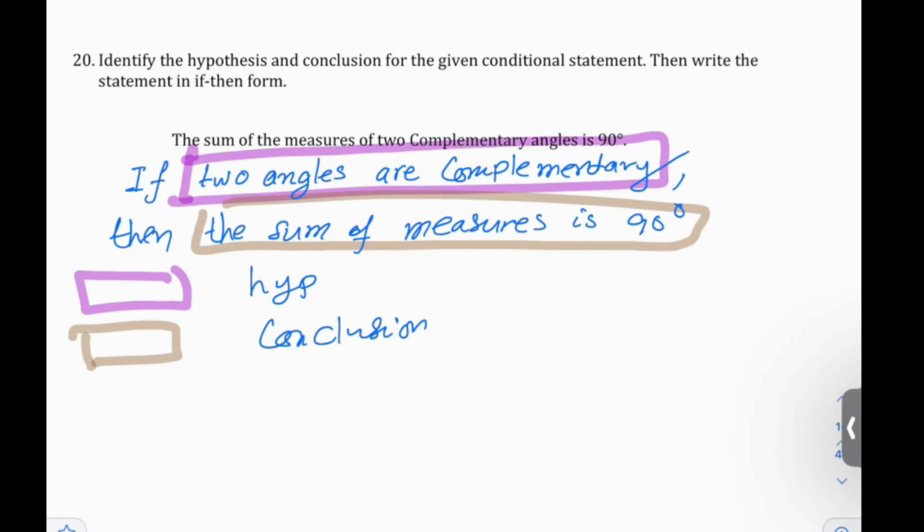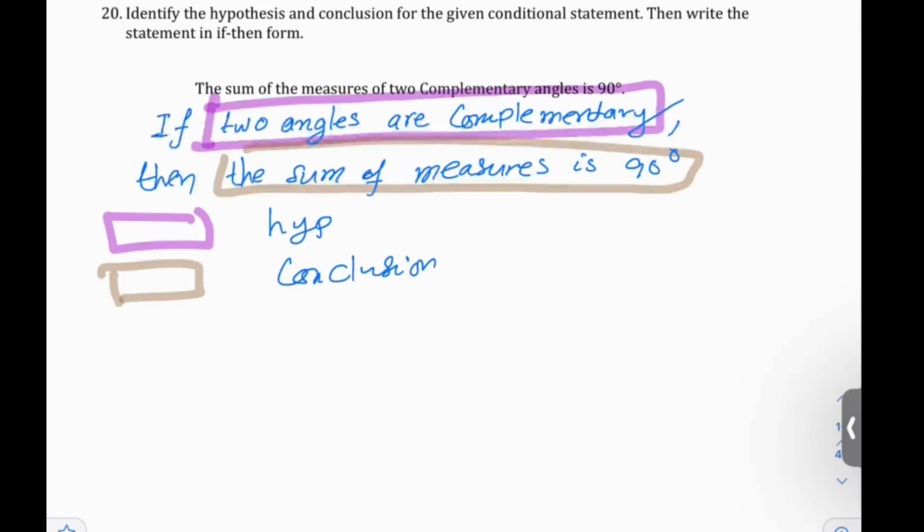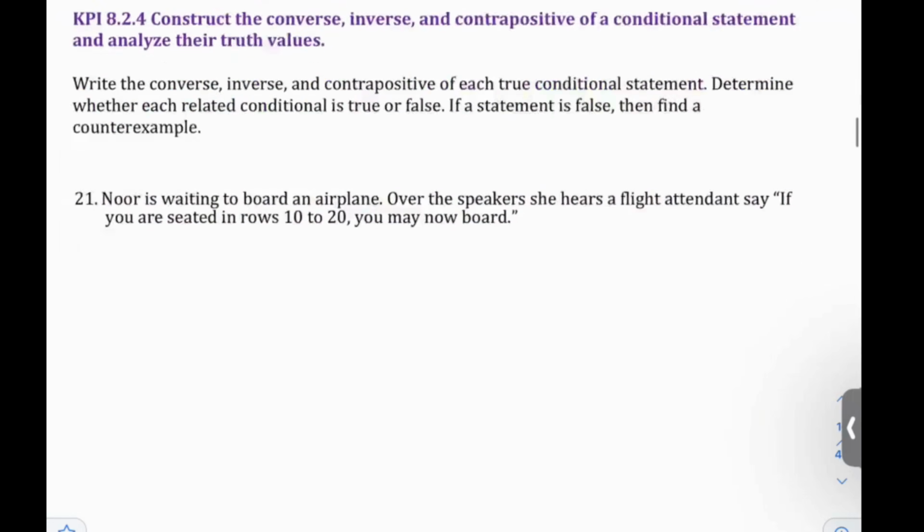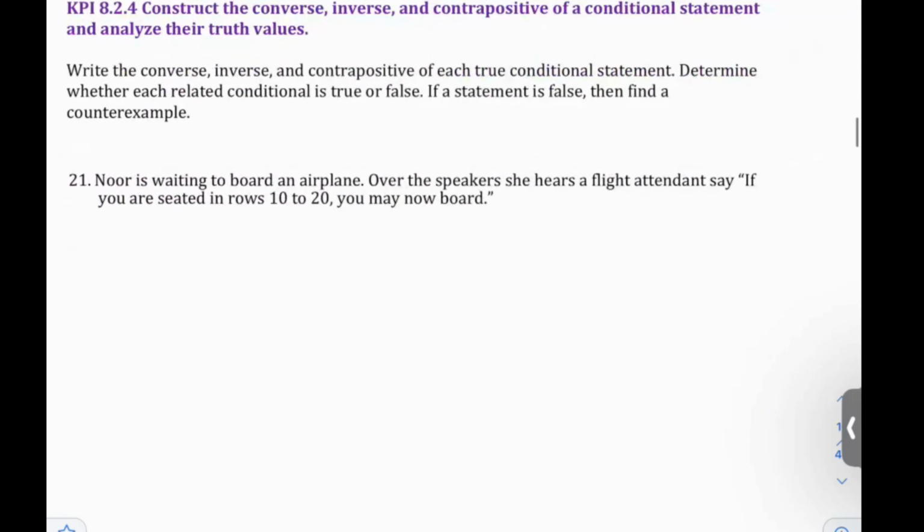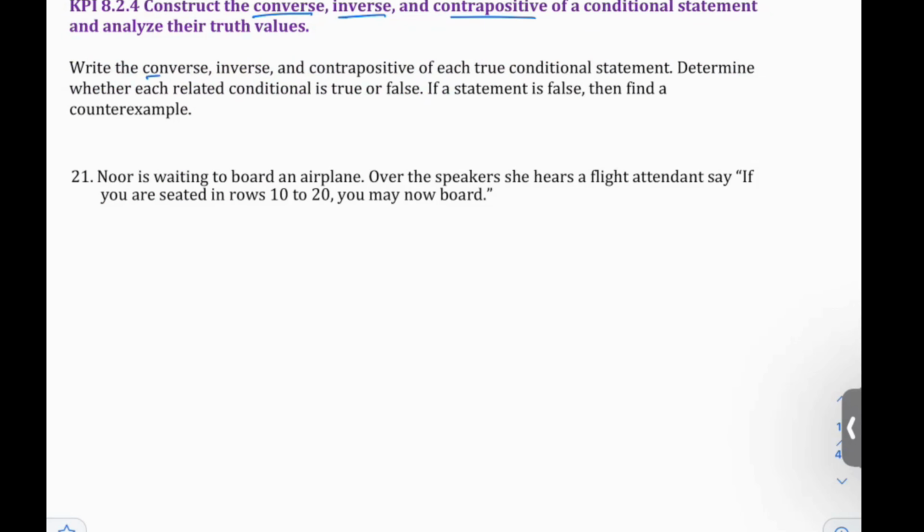Enough for this part. Now we are moving to related conditional statement. They are conditional statements, but in a different structure. They are called converse, inverse, contrapositive, of conditional, all are conditional statements. Now we are going to analyze their truth values, and we'll see whether the statement is true or false. So what is the converse? What is the inverse? What is the contrapositive?